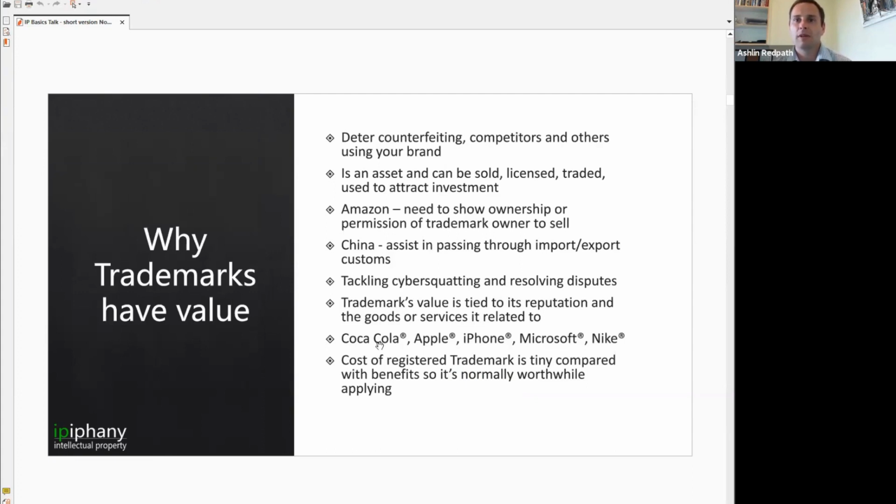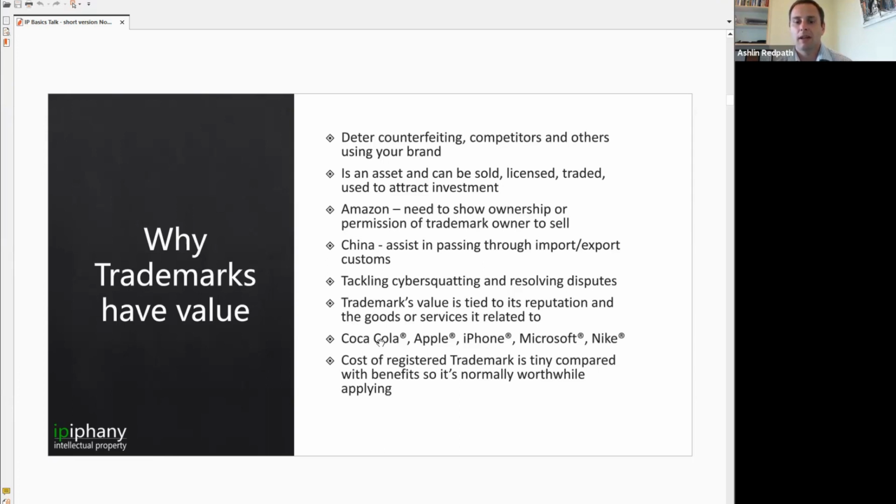So we're all well aware of some really well-known trademarks, Coke, Apple, iPhone. These are incredibly valuable brands, and they're all protected by registered trademarks. Those registered trademarks are really important. For a small business owner, there's a lot of value in a registered trademark.